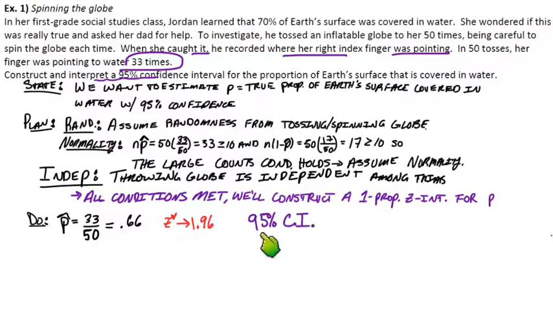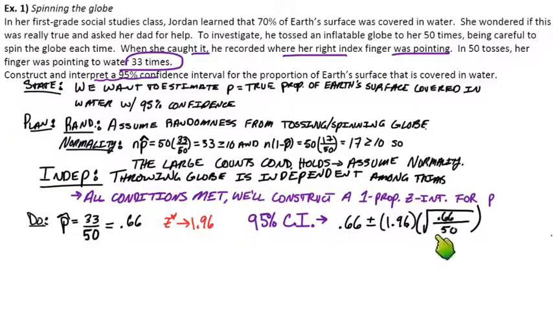So our actual interval, since we have p hat and z star, we could go ahead and start to build this interval. p hat would be 0.66 plus minus the z star times the square root of p hat times 1 minus p hat, so p hat is 0.66, 1 minus p hat is 0.34, over n, which is 50. So this right here would definitely suffice as far as work is concerned. You could go ahead and throw this into your calculator and do one prop z int and get the actual interval at this point.